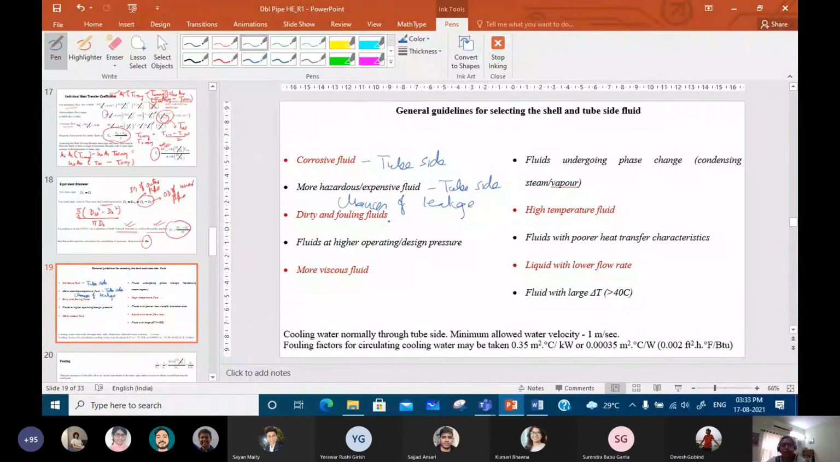Similarly, dirty and fouling fluids, if you can tell me which side we are going to put. Shell side. Tube side. The logic for tube side, the logic for shell side. Ma'am, in the shell side, the cleaning will be easier. Yeah, one thing you are telling, shell side cleaning will be easier because you are assuming that you will be removing the tube and cleaning the shell.